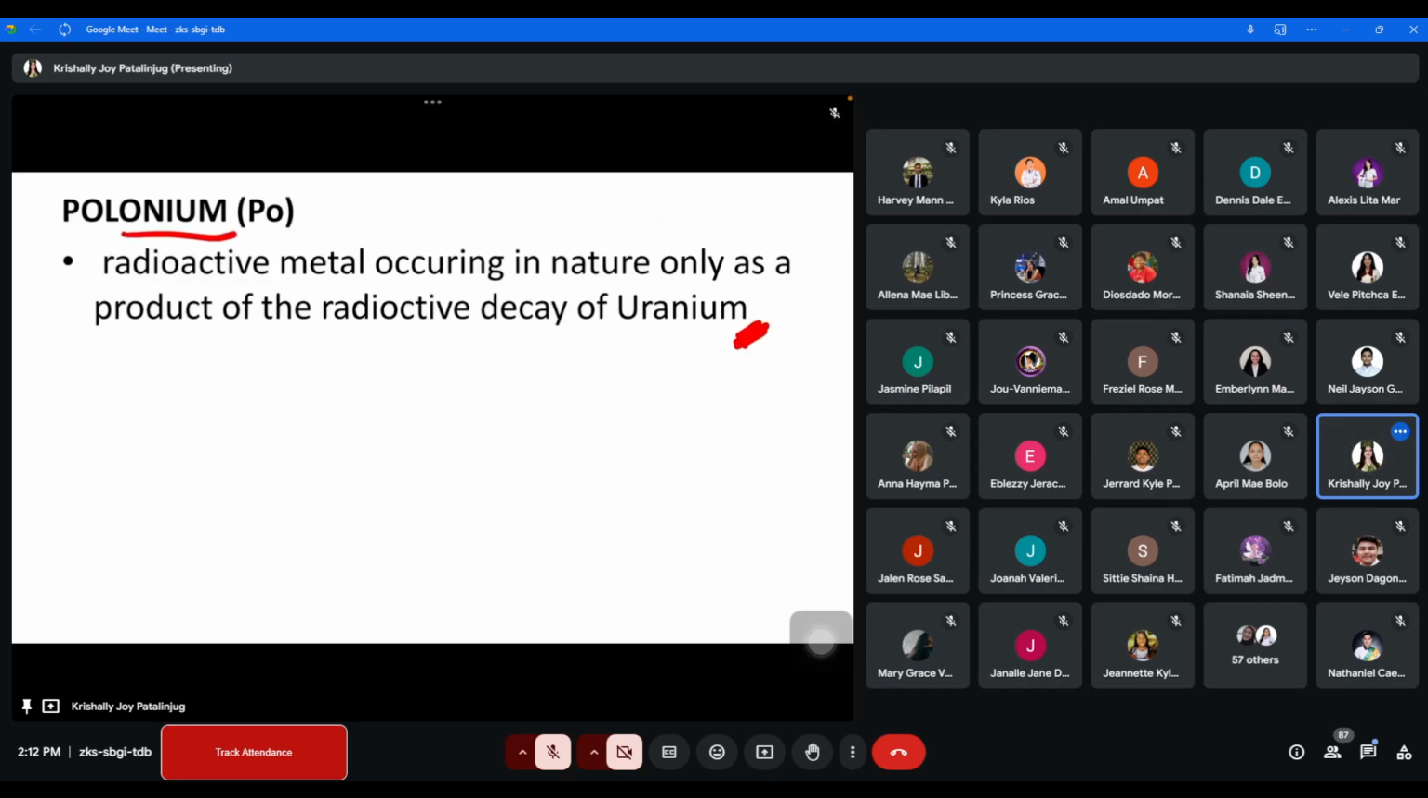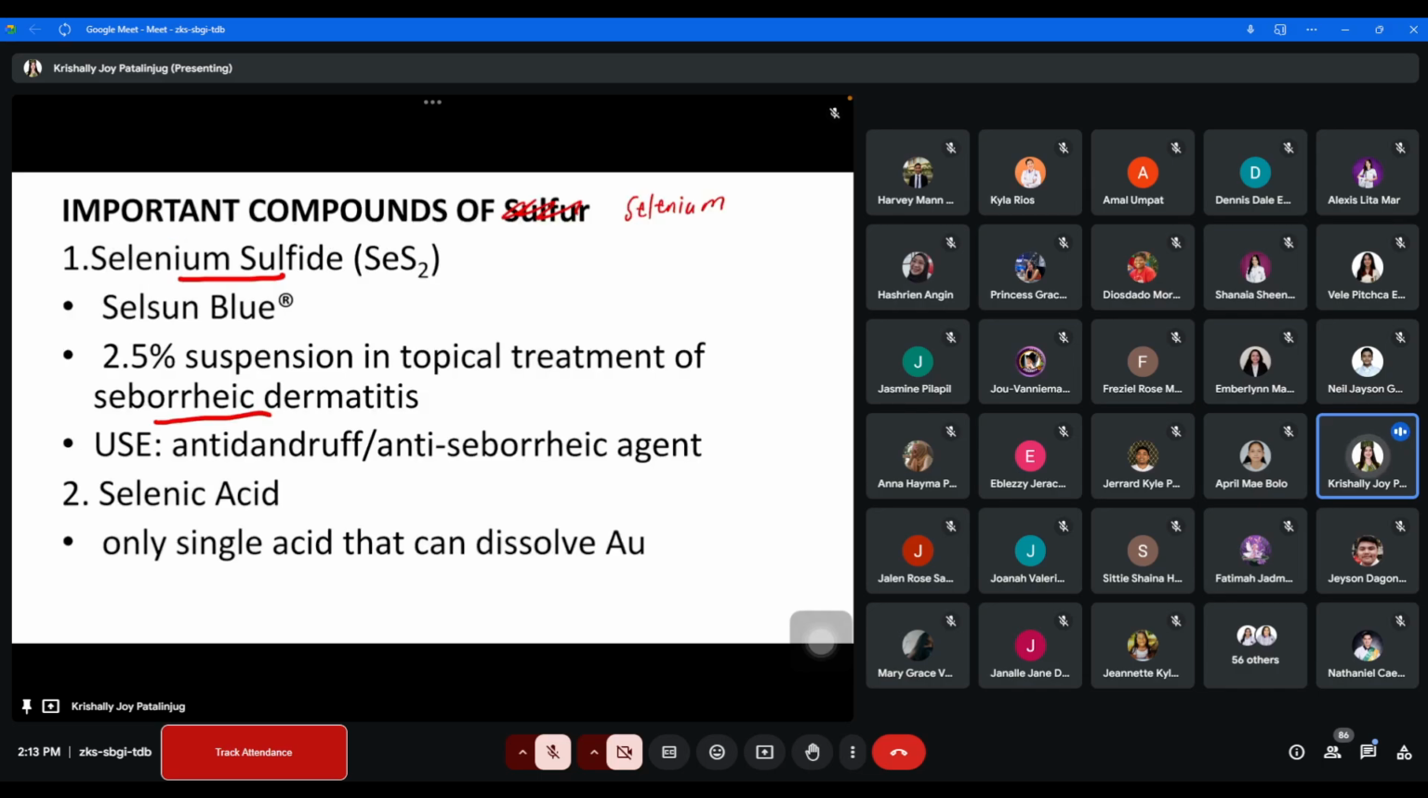And finally, still group 6 elements, a radioactive metal, polonium. This element is produced upon radioactive decay of uranium. For example, if it undergoes alpha decay or beta decay, it transforms to another element, potentially producing another radioactive metal, and that is polonium. So that's it for group 6A elements.